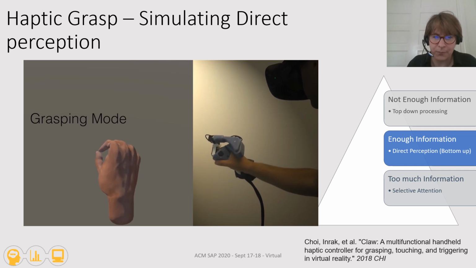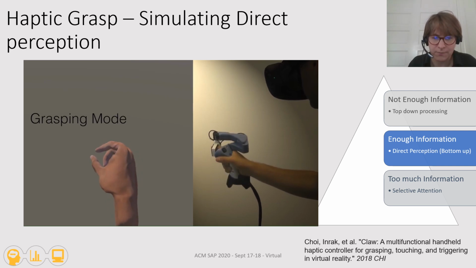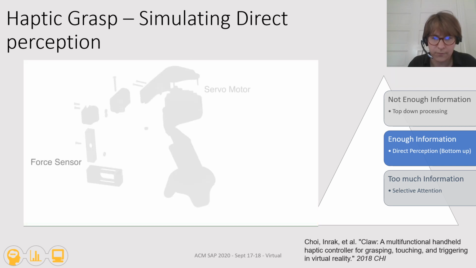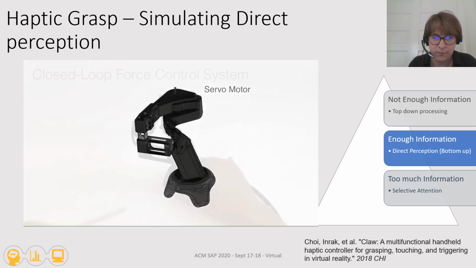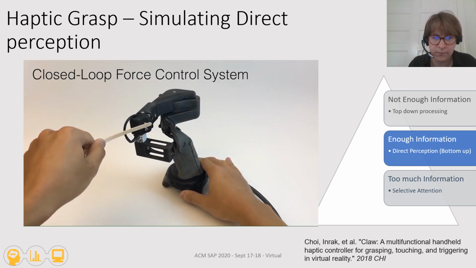This is an example of a prior device that we had, which is trying precisely to do this direct perception with enough information, trying to simulate perfectly what it feels like to grasp. We use a force sensor located at the fingertip mount to enable a closed-loop force feedback control system with a servo motor.